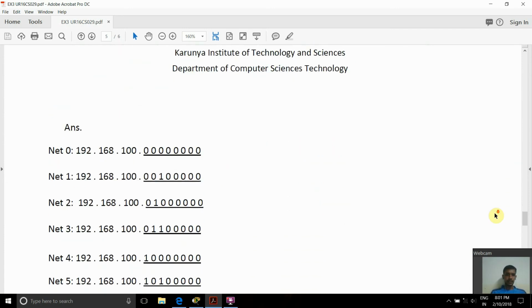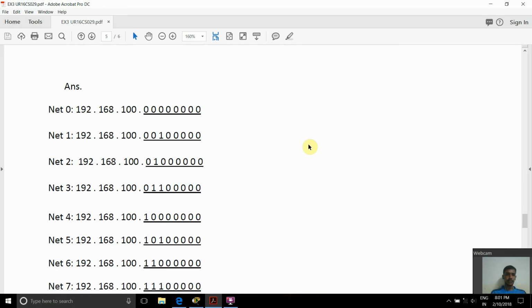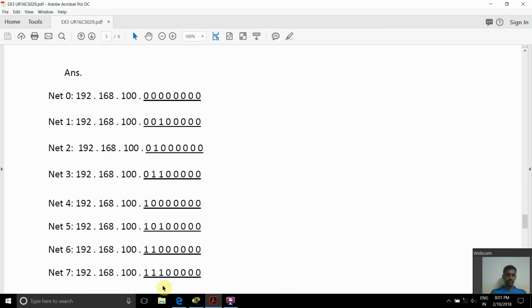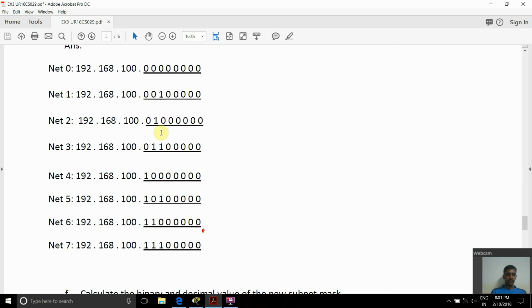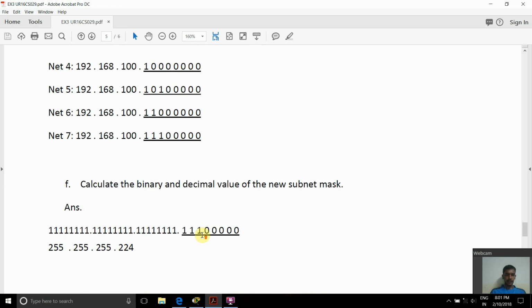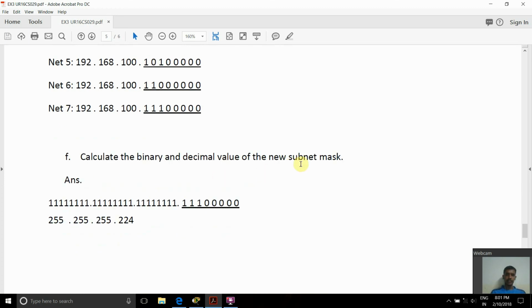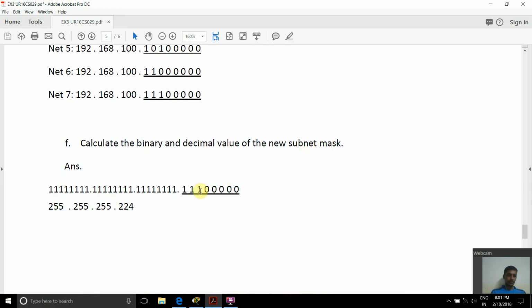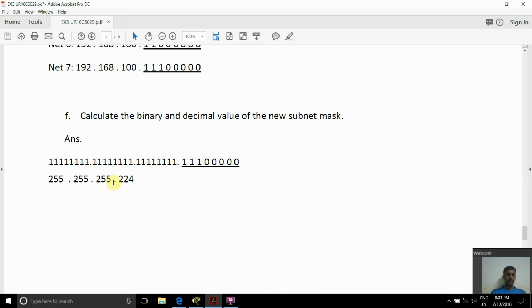So again, similar to the previous one, the last octet is written in 8 bits, but only 5 bits are used for providing IP addresses. The first 3 are used for the different subnets, and again it ranges from 000, 001, 2, 3 and so on like that. Calculate the binary and decimal value of the new subnet mask. Again we borrow 3 bits, so this would be a new subnet mask. And the decimal value, if you convert it, we get 255, 255, 255, and this is 224.